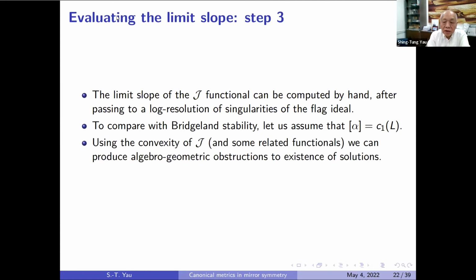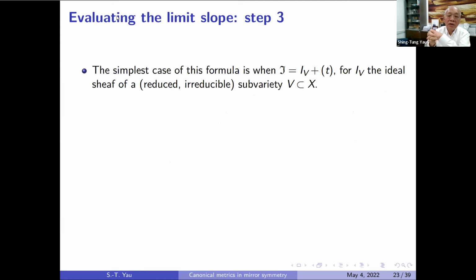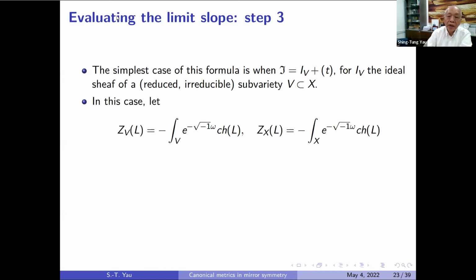Using convexity of our functional, we can produce algebraic geometric obstructions to existence of solutions to the deformed Hermitian-Yang-Mills condition. So let's just consider a special case. Let's consider a simple case where it's defined by the ideal sheaf of a subvariety V. And then we look at the central charge defined in the following way.